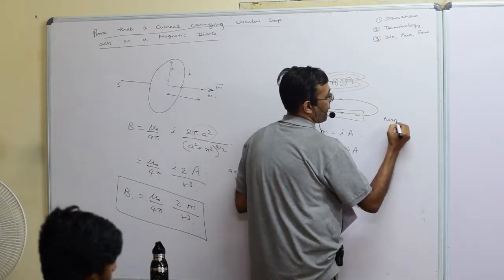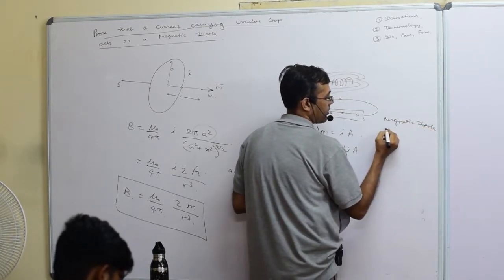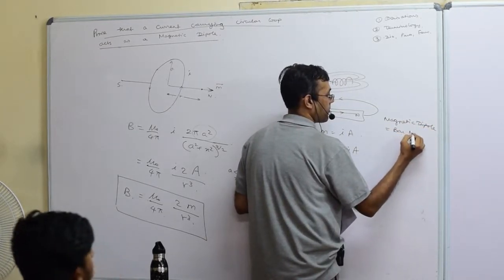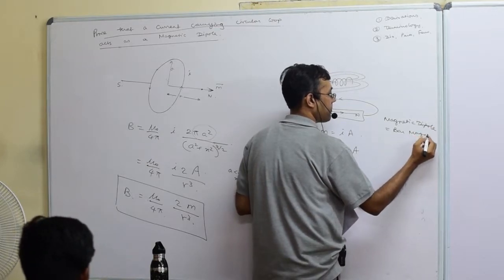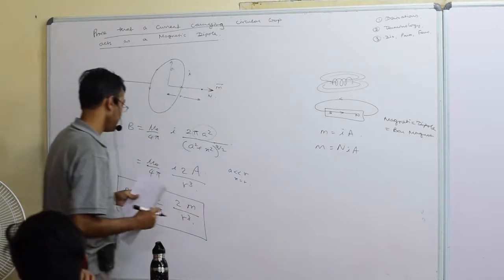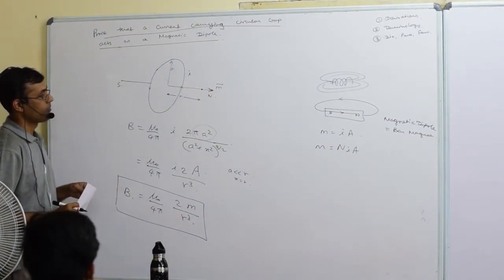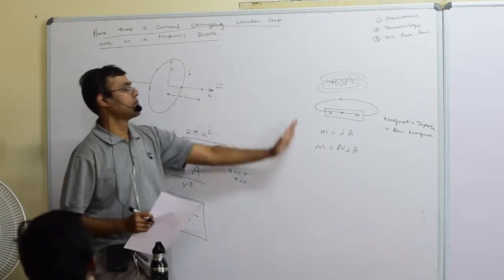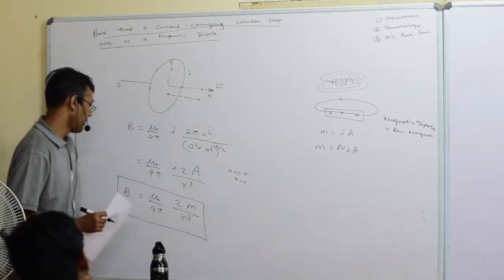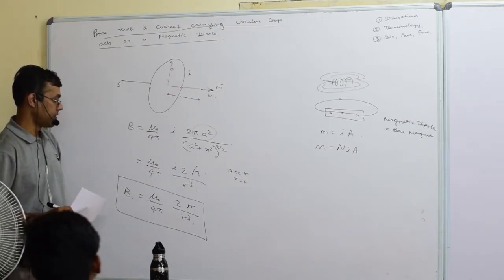So magnetic dipole is equal to bar magnet. So all the side notes, take them down separately. So don't get confused with the actual derivation here.